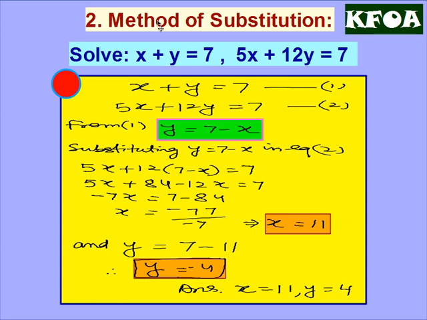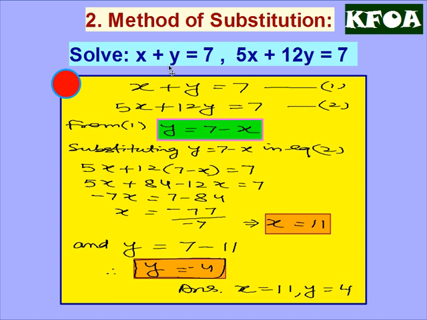Important is understanding. I always tell my students, if you understand one sum, you can do 100 similar sums. There is no need to copy. Please try to do by yourself. These solutions are only for your convenience, so you can check your answers. x plus y is 7, 5x plus 12y is also 7. Now here you can make easily any one subject.